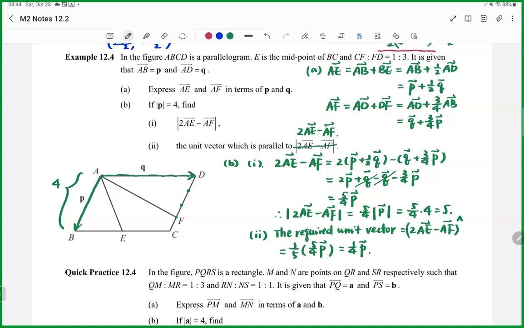Okay. This one is a little bit twisted. How do you get the unit vector? So the answer is still a vector in terms of P and Q, and then it's just shorter. Okay. With the practice, you go.